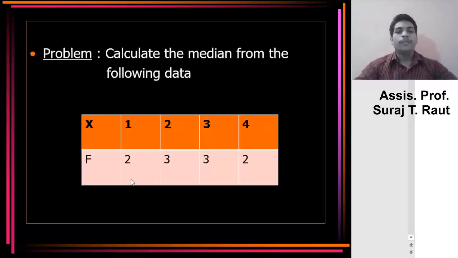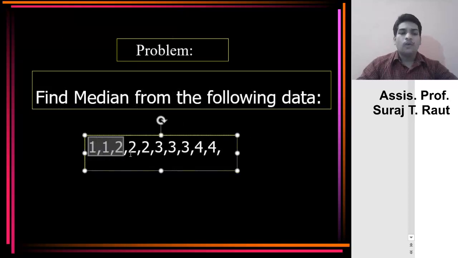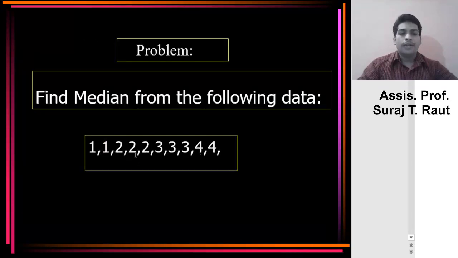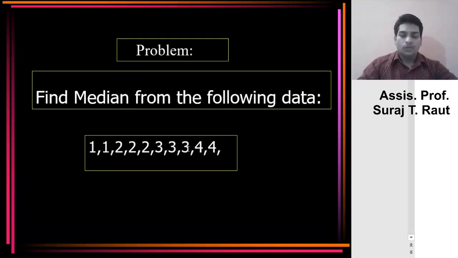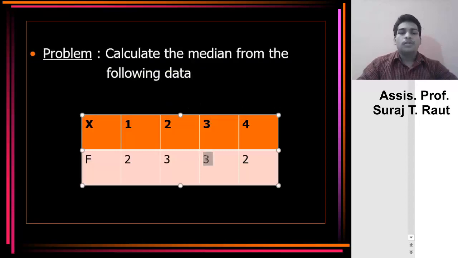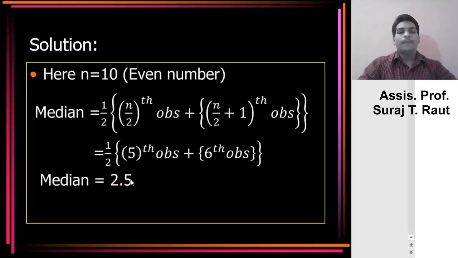Then calculate the median from the following data. Here I have taken it in discrete form. Here 1 is repeated 2 times, so I have taken 1 two times. Then 2 is repeated 3 times, so I have taken the value of f as 3 corresponding to 2. Then 3 is repeated 3 times and 4 is repeated 2 times. Here I have taken the frequency 3 for 3 and the frequency 2 for 4. If we solve this problem, we know that its final answer will be 2.5.